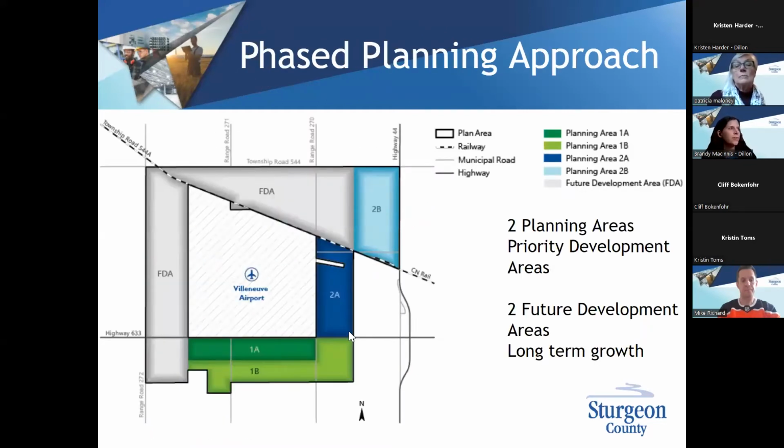So the area structure plan includes a phased planning approach. The plan area is being planned in the long term. However, 2 planning areas have been identified as priority development areas. 2 additional areas fall within the plan area, the future development areas shown in gray on the map. However, significant development cannot occur in these future development areas until the ASP is amended through County Council and the Edmonton Metropolitan Region Board. This approach will enable an efficient and logical growth pattern to occur within the plan area.